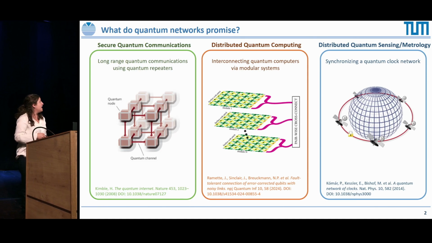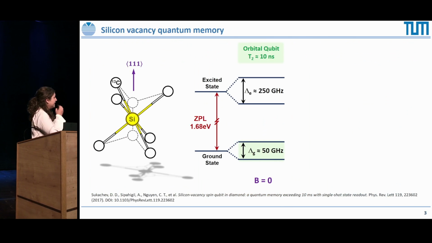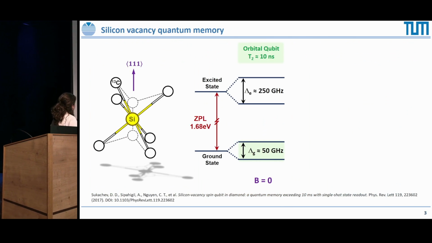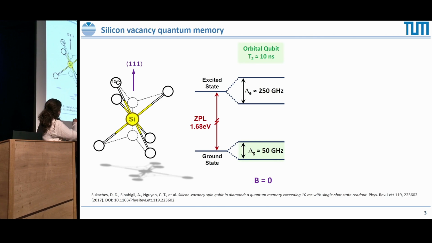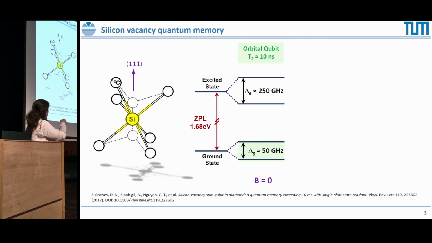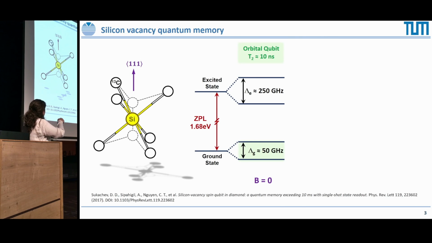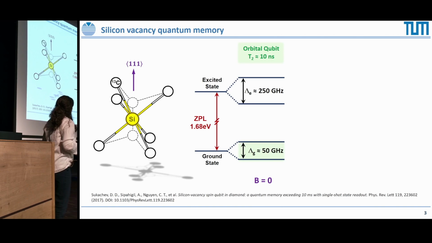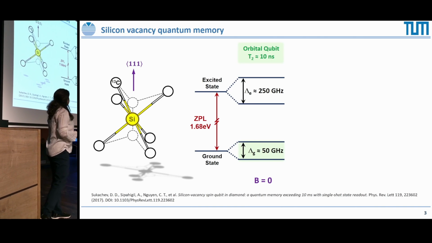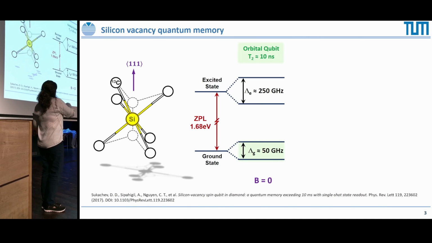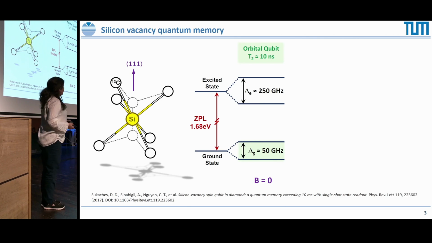My main field of research is group 4 color centers in diamond. These are obtained when you have, for instance, a silicon, tin, or lead vacancy in the diamond lattice, next to two missing atoms in the carbon lattice along the 111 direction. When you do things correctly, you have an optically active defect with a zero phonon line at 1.68 electron volts, or 737 nanometers.